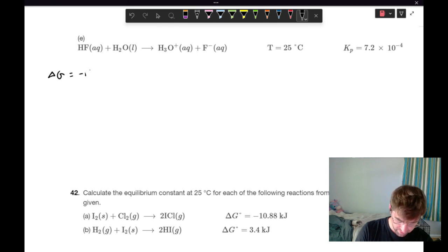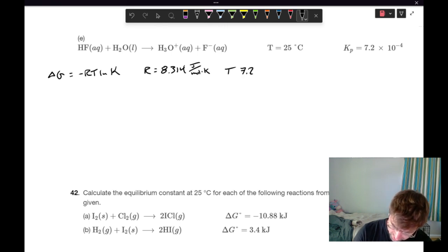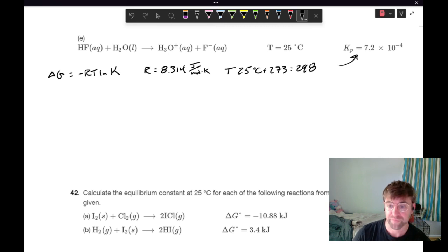Delta G equals negative RT ln K. R equals 8.314 joules per mole Kelvin. Temperature is 25 degrees Celsius plus 273, which is 298 Kelvin. And then we're given our Kp, 7.2 times 10 to the negative 4.